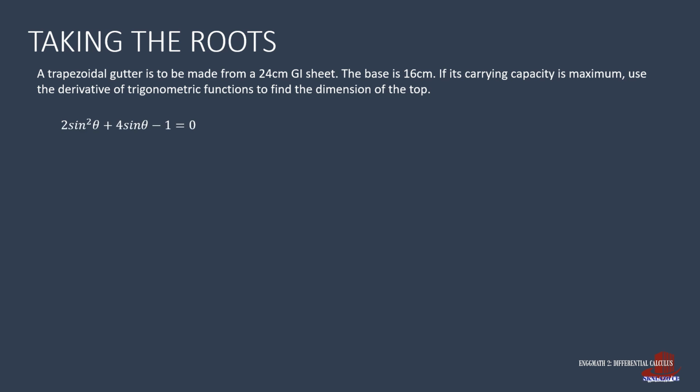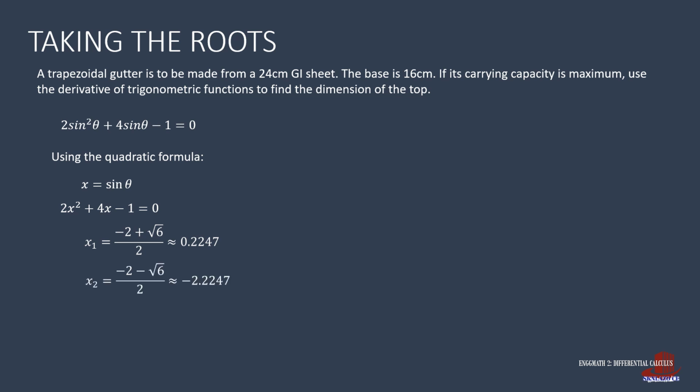Although it has some trigonometric functions, this is a quadratic, so let's solve for sine theta using the quadratic formula. To easily visualize it, we can let x equal sine theta, making the function simpler as 2x squared plus 4x minus 1 equal to 0. Plug the coefficients into the quadratic formula and have x1 as negative 2 plus the root of 6 over 2, which is 0.2247. The other x is negative 2 minus the root of 6 over 2, which is negative 2.2247.